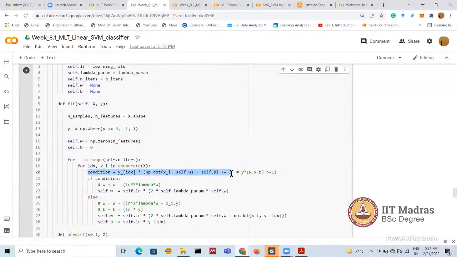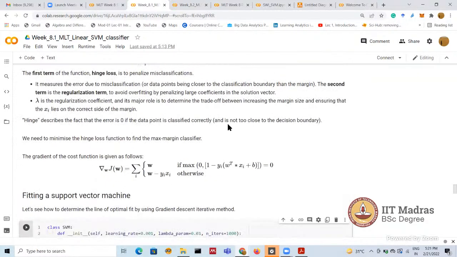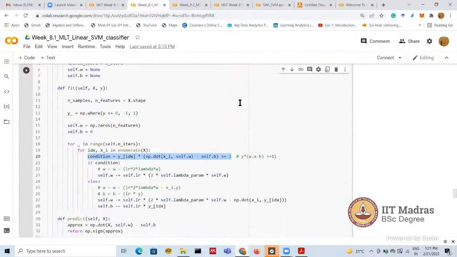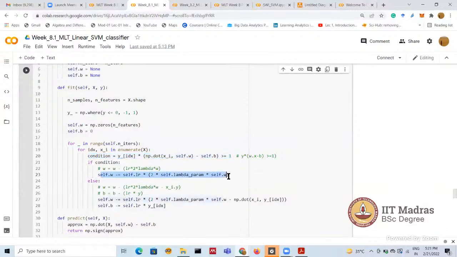So when the condition holds true, then you have to differentiate it with respect to w. This is the expression of the derivative. If that part is 0, the only thing you have to worry about is this part. So you differentiate, and what you will get is 2 lambda w. So that 2 lambda w is actually what you are updating in your w.